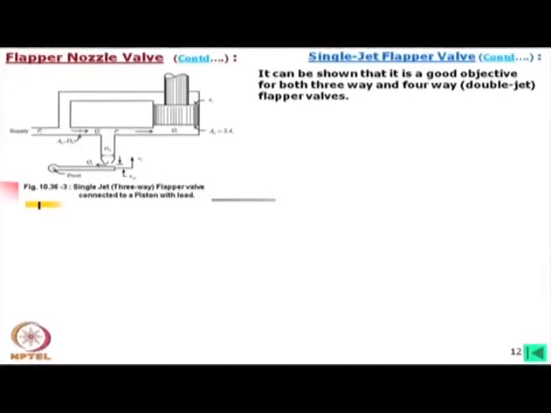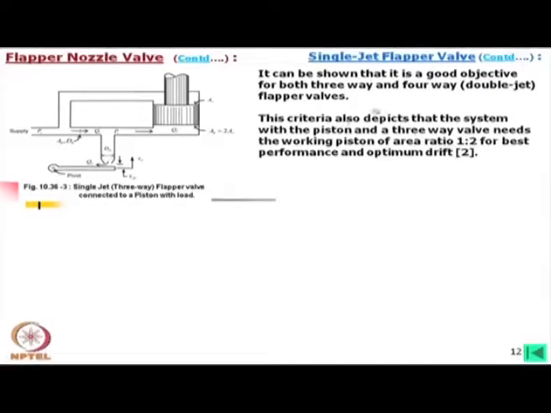4-way means double jet. Remember, when there is another nozzle in the opposite direction, which we call the double jet, this will be the 4-way flapper valves. This criteria also depicts that the system with the piston and 3-way valve needs the working piston of area ratio 1:2 for best performance and optimum drift.